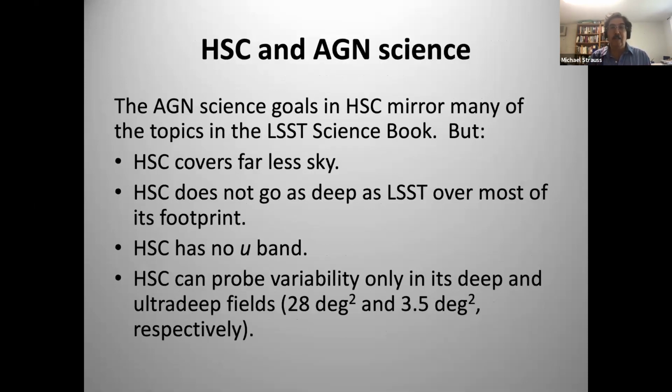So the AGN science goals for HSC mirror many of the topics that those people who have been involved in the LSST AGN Science collaboration are familiar with. But again, remember, HSC covers far less sky. I mentioned 1,000 square degrees, not 20,000. It doesn't go nearly as deep as LSST over most of its footprint. It has no U-band and really has only limited ability to probe variability.